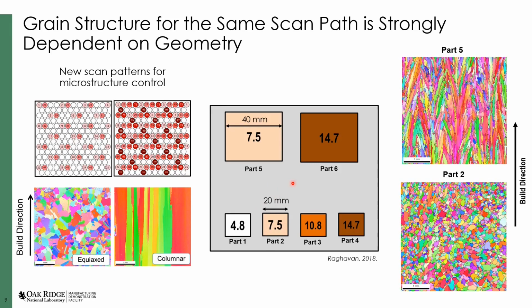And yet when we look at the microstructure, we see that the grain structure is dramatically different, that the larger component tends to give us more of a columnar type of microstructure, whereas this smaller component gives us an equiaxed microstructure. So it's really clear that our microstructure here is not just dependent on our process conditions, but also on the geometry of the sample that we're fabricating.